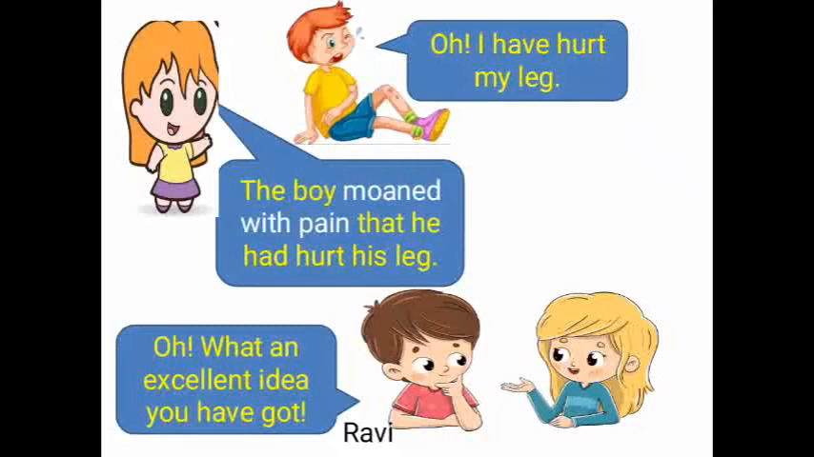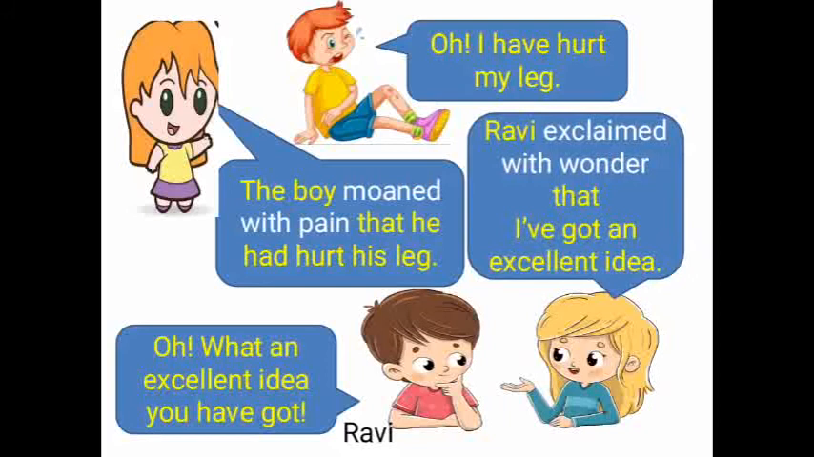Oh, what an excellent idea you have got. An exclamatory sentence. That is, Ravi thinks about his friend that she has got an excellent idea, and his friend reports the same as what Ravi tells her. Ravi exclaimed with wonder that I have got an excellent idea. So now here we have got the same thing, that I have got an excellent idea. You need not change the tense.